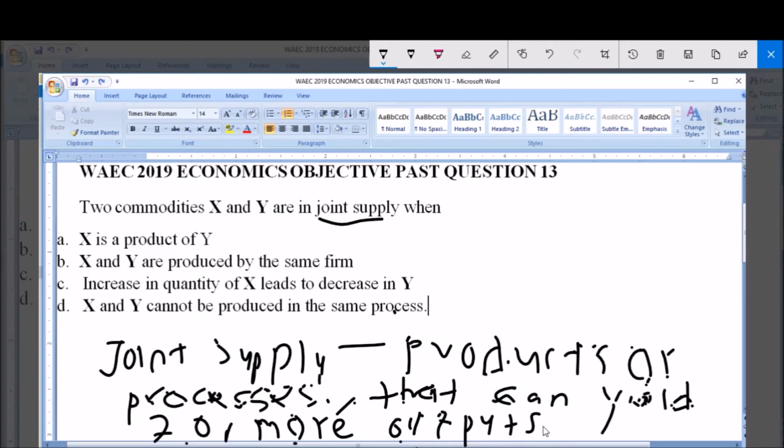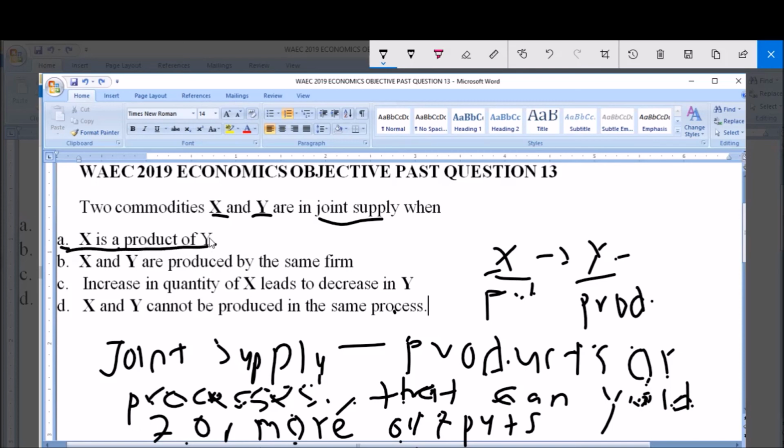Now, if a product can yield two or more outputs, it means that those products are related. For X and Y given to us, they are related, and due to this reason, they will be in joint supply when one of them, say X, influences Y, or when one is produced, the other is produced as well. That can also be seen when one of them is a product of the other. So the correct answer then will be A, which is X is a product of Y.